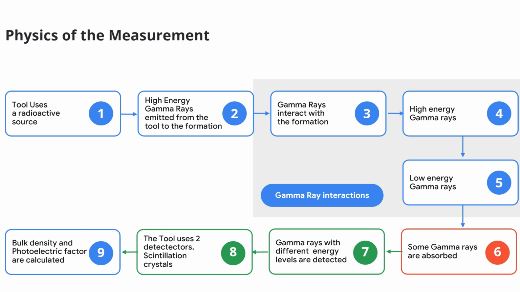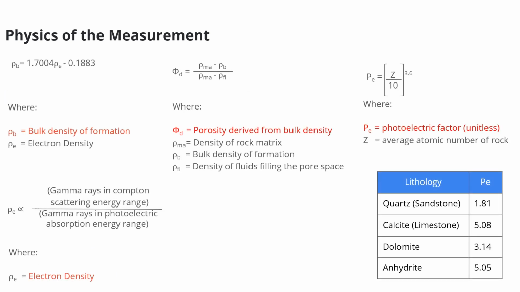And based on the measurements, the tool calculates two key properties: bulk density and the photoelectric factor. This is useful because with the bulk density, we can calculate formation porosity using this formula, and with the photoelectric factor, we can determine the lithology as shown in the table.